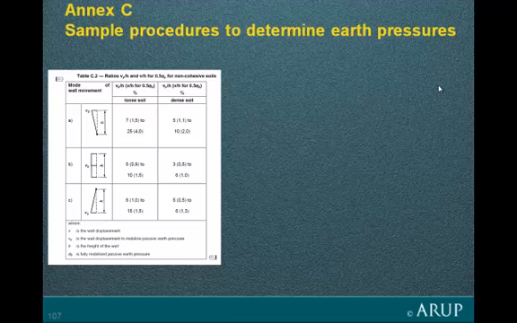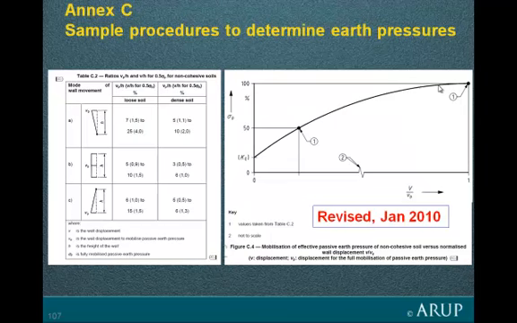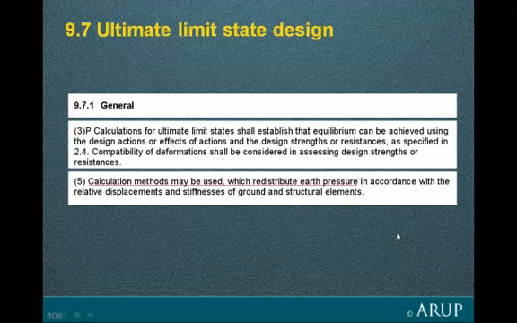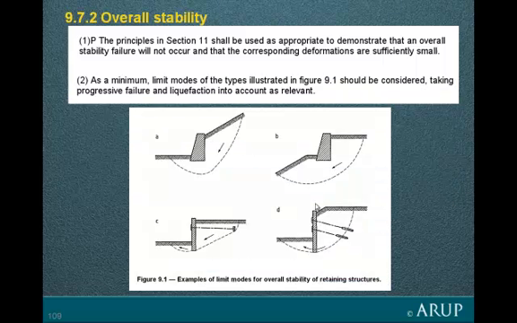Annex C also provides some relationships between movement and the development of earth pressure, and that again has been revised quite recently. Importantly, Eurocode 7 allows you to use calculation methods which redistribute earth pressures. And we'll see what that means in a minute.